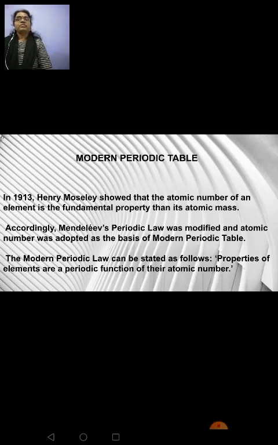In the modern periodic table, while arranging the elements, Henry Moseley considered the atomic number to be the fundamental property of the elements. The modern periodic law goes like this: the physical and chemical properties of elements are a periodic function of their atomic numbers. Therefore, in the modern periodic table, the elements are arranged in the increasing order of their atomic numbers. Let's have a look at the modern periodic table, then I'll tell you how the elements are arranged there.